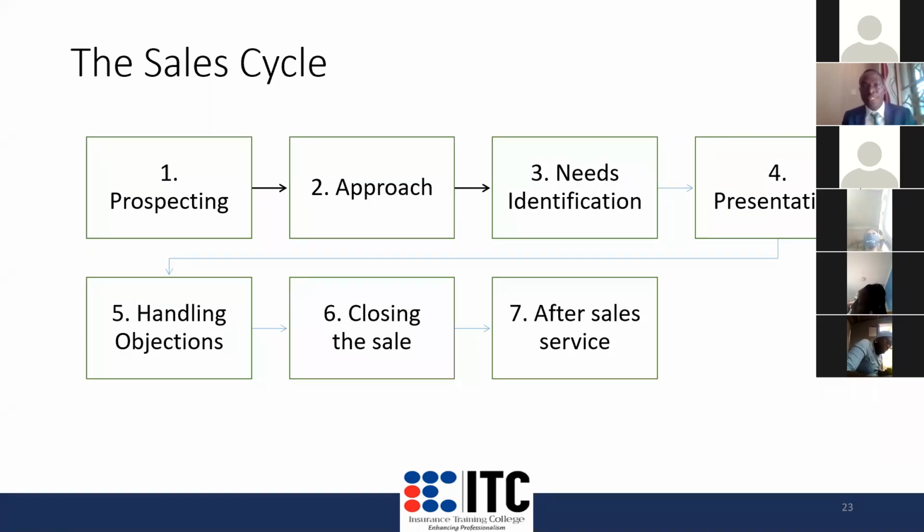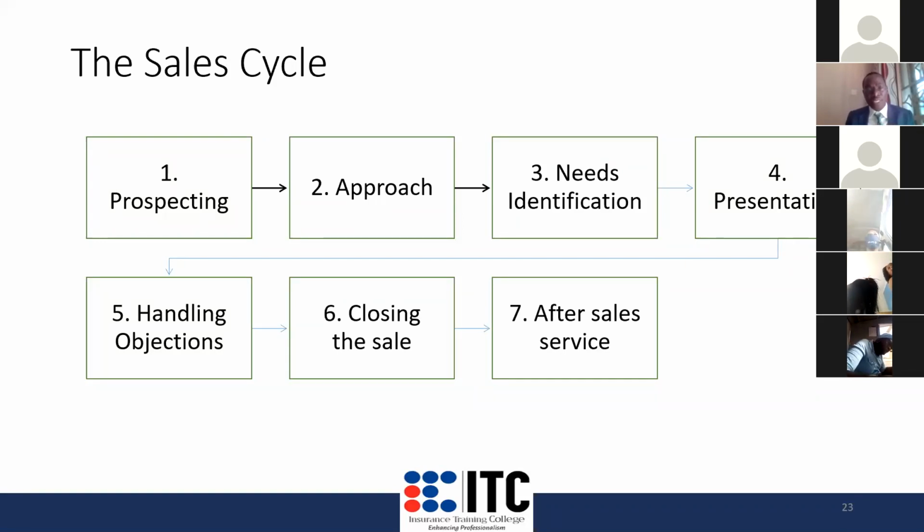So the third stage is need identification. This is something that is rarely done here in our market, and we need to improve it. Most of you, not you, other colleagues, come with an already tailored product. They just tell you what they can offer without listening to what you have. This is a stage where you need to understand what this client needs.